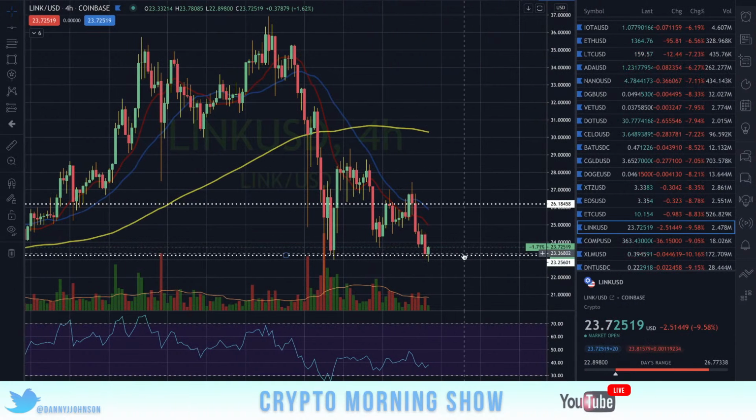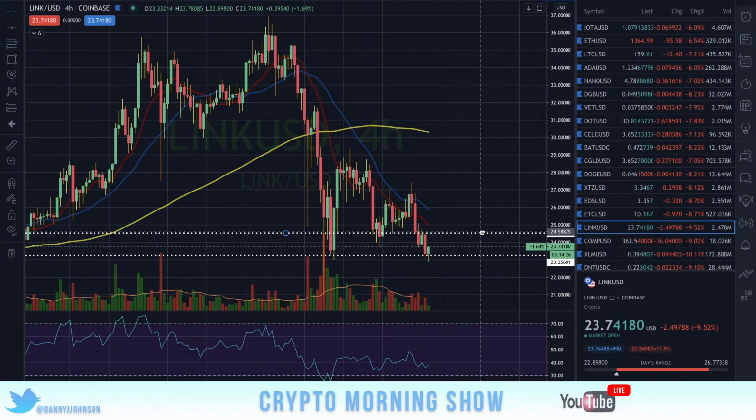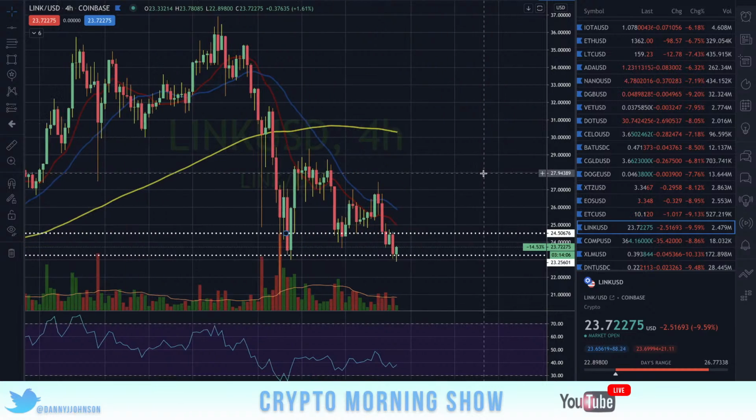So we've got support for Link at 23.368 USD, coming up to what we've got right there, 24.588. And then again, the 12 and 26 to provide resistance. You see how that resistance right there? We poked through but couldn't get a close above for confirmation, so we fell back. That's what you're kind of looking for.